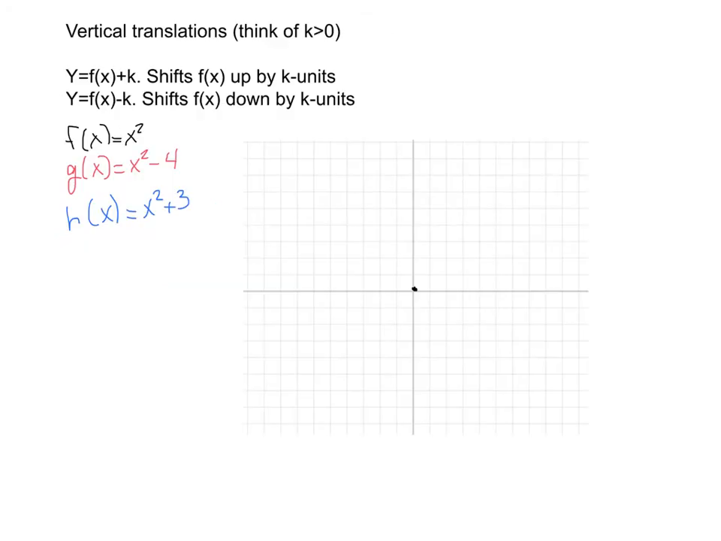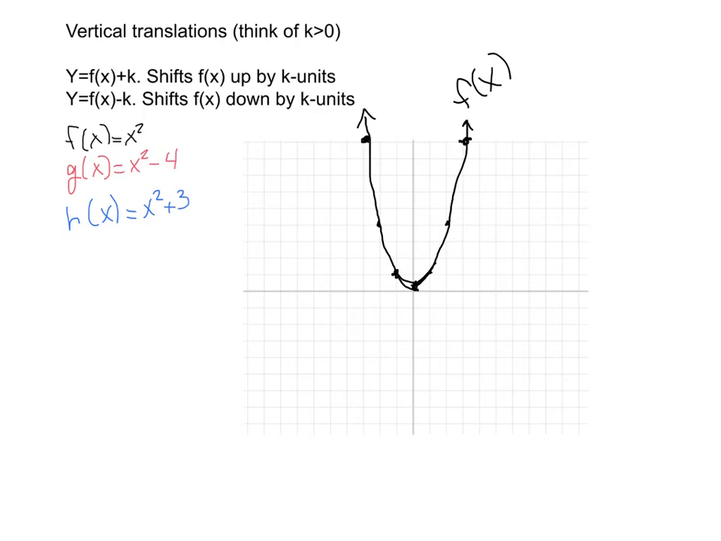Alright, I've got my graph paper. I'm working on getting my graph of x squared. Okay, my graph's not looking super great, but it could look better, it could look worse. There's f of x.